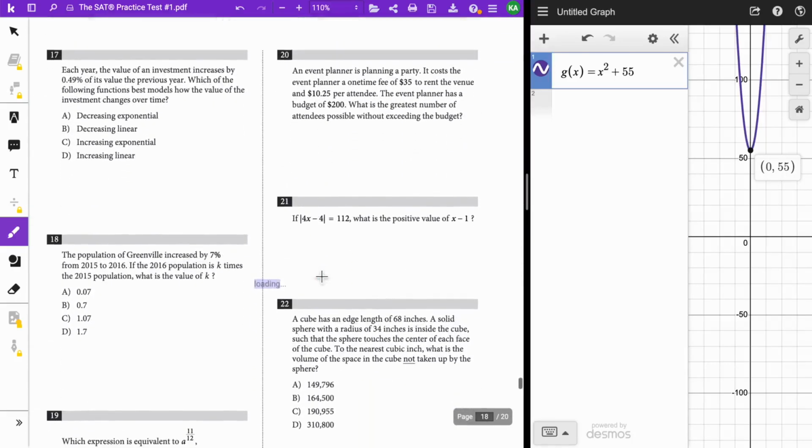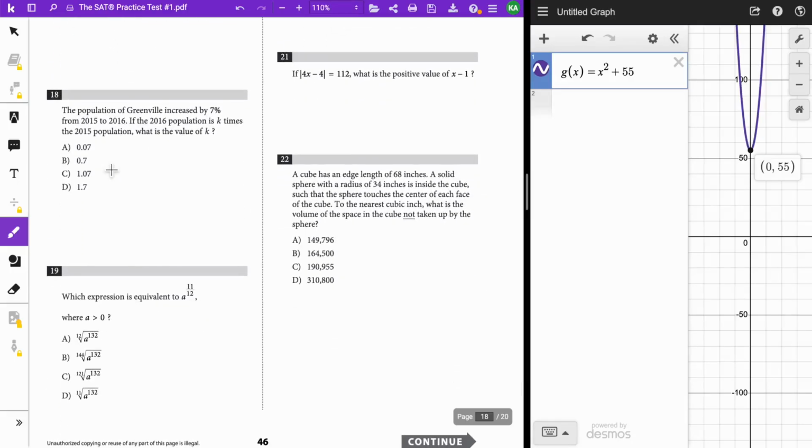Number 17, each year the value of an investment increases by 0.49% of its value the previous year. So which of these functions is it? Well, obviously it's increasing because they literally say it increases. So how could it be decreasing? We'll get rid of A and B. And if it increases by a percentage of its value, that means it's going to be exponential. That's key language for knowing that it's increasing exponentially because it's going up by a percentage, and so we get C.